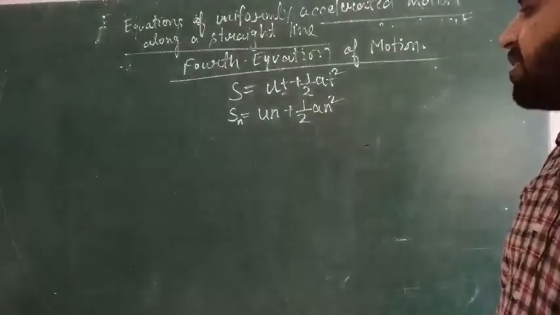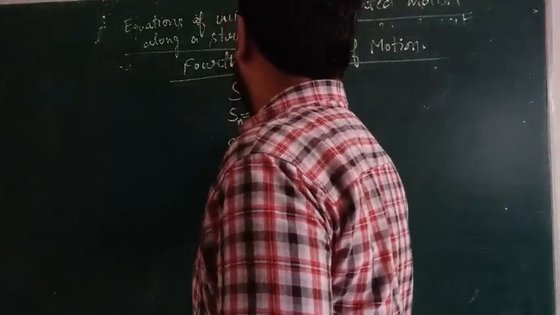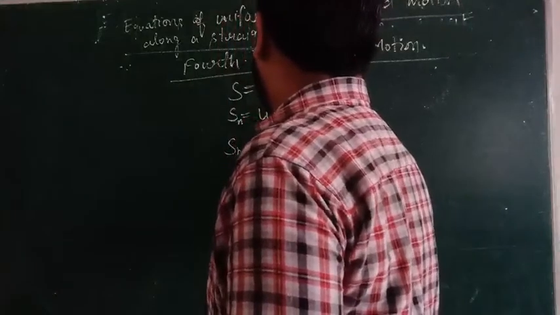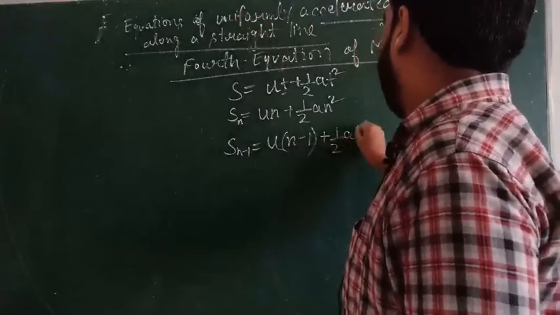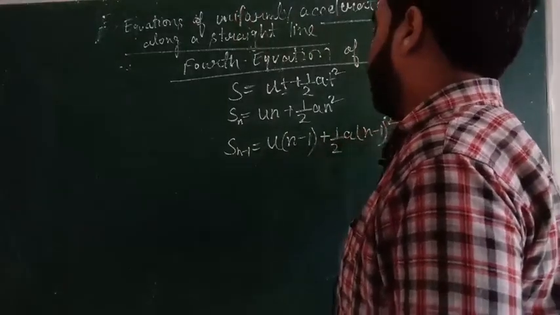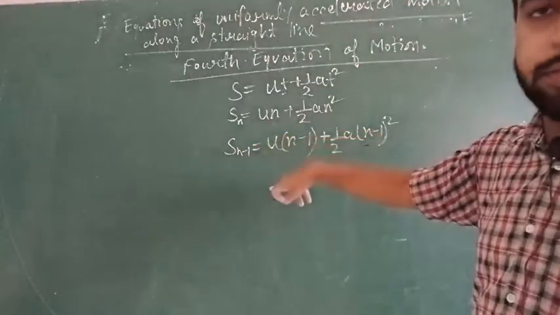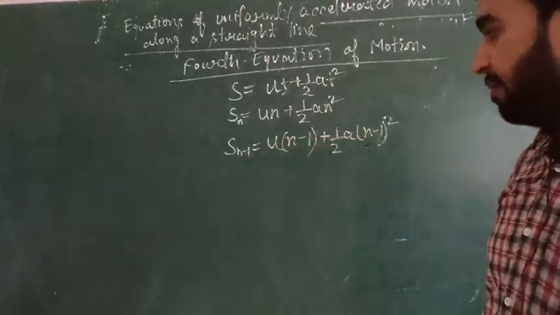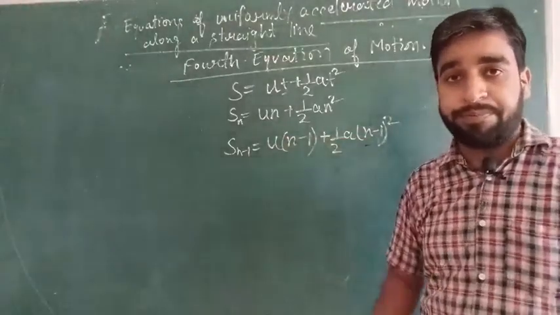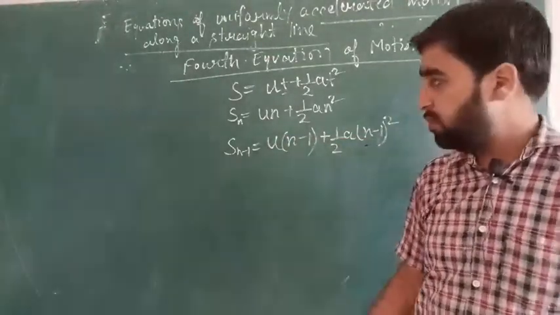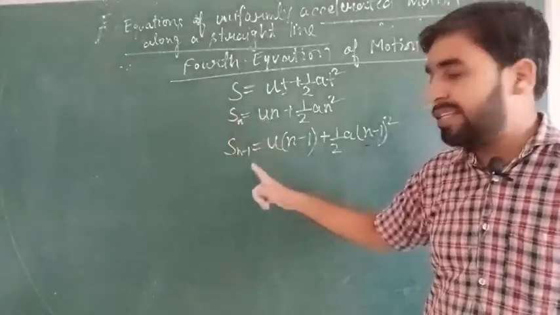Now what is the distance traveled in n minus 1 second? This will be Sn minus 1 is equal to, in place of t, there will be n minus 1. U into n minus 1 plus half a into n minus 1 square. This is the distance traveled in n second, this is the distance traveled in n minus 1 second. If I ask you what is the distance traveled in nth second, how you will calculate? You should subtract the total distance traveled in n second minus Sn minus 1.